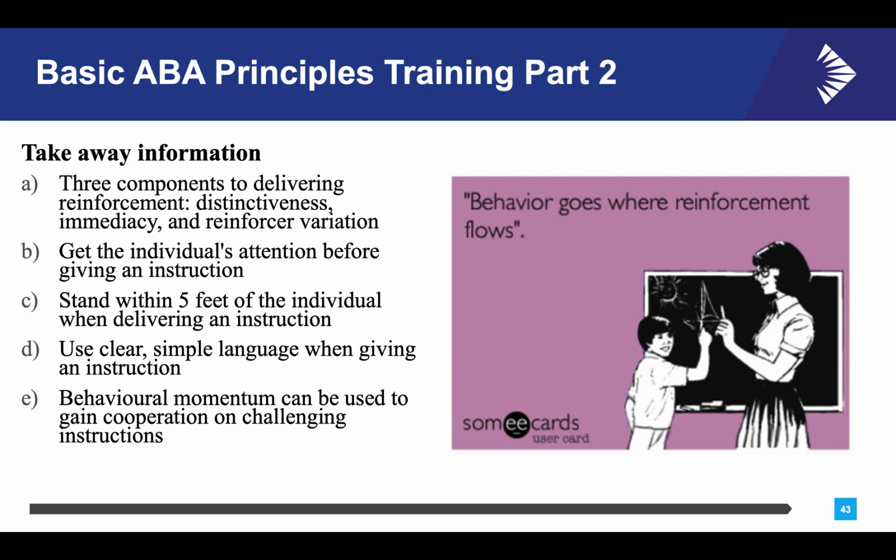So a takeaway from this information is 3 components of delivering reinforcement. Remember distinctiveness, immediacy, and reinforcer variation. We're going to get the individual's attention before giving the instruction. We're going to stand 3 to 5 feet away from the individual when delivering an instruction. We're going to use clear, simple language. And then we can use behavioral momentum to gain cooperation for more challenging instructions.